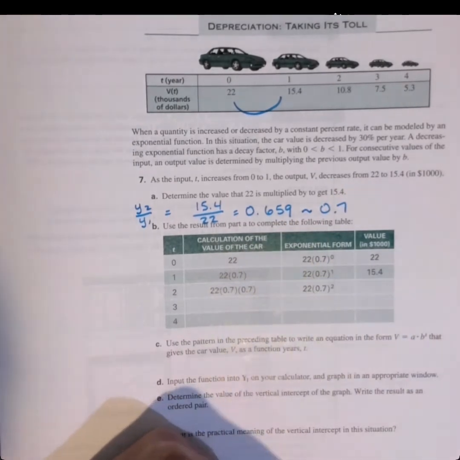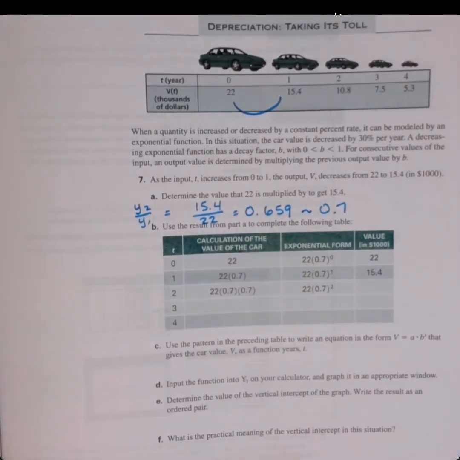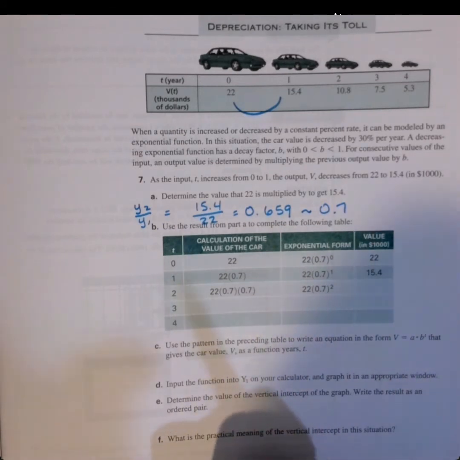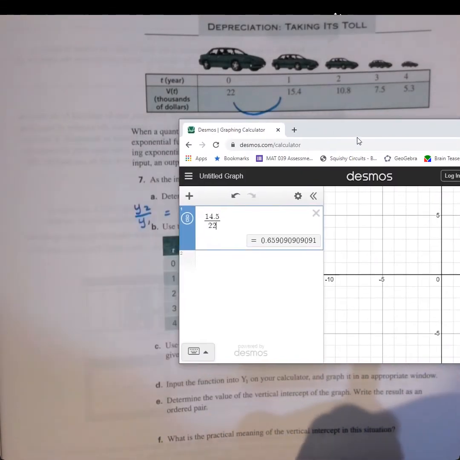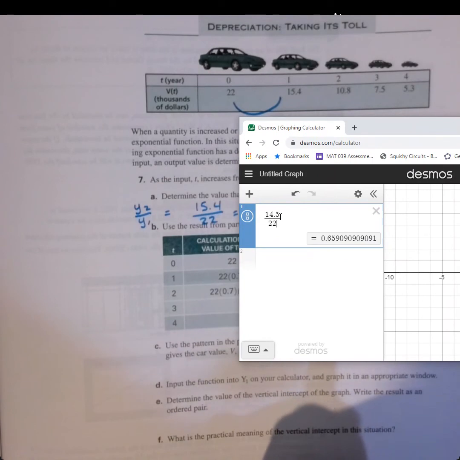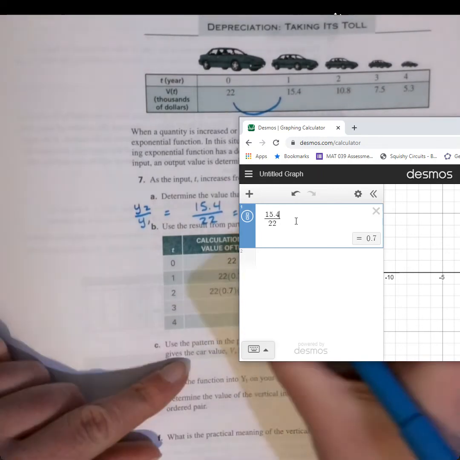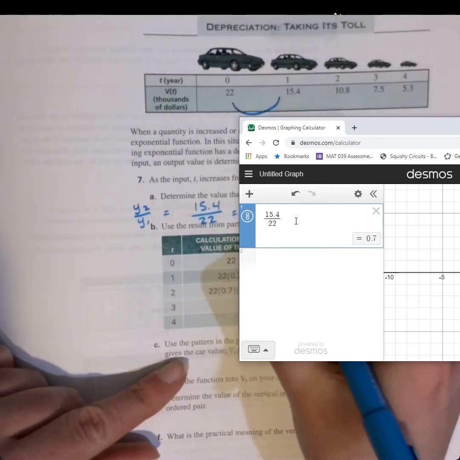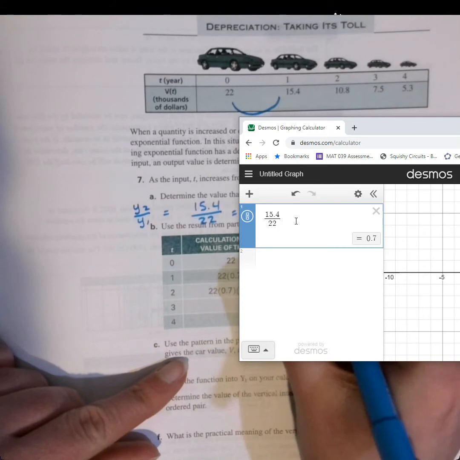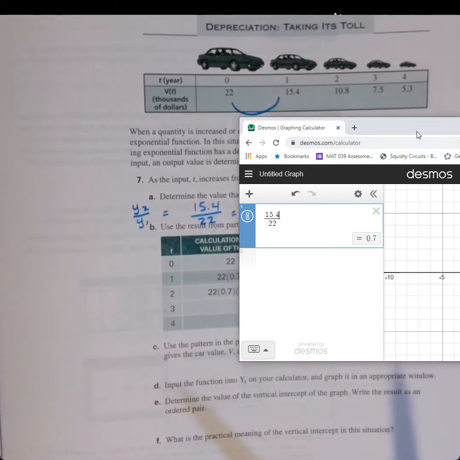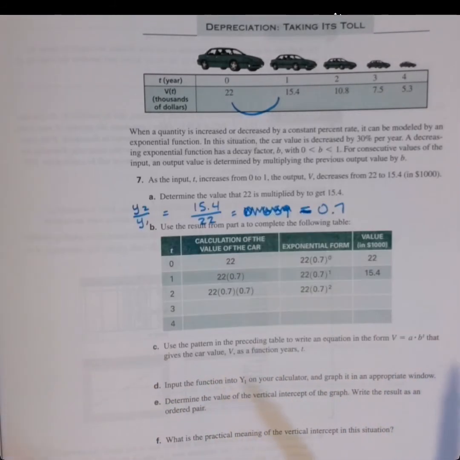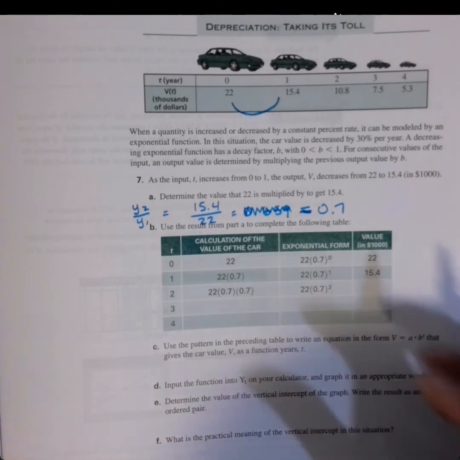I apologize. I typed this wrong. I didn't realize it. Sometimes I can't remember numbers and I'm trying to type them back over. It was not 14.5. It was 15.4. So let's go ahead and fix that real quick. It actually comes out right at 0.7. So there was no rounding needed. I just made a mistake when I typed it in the first time. It comes out right at 0.7.